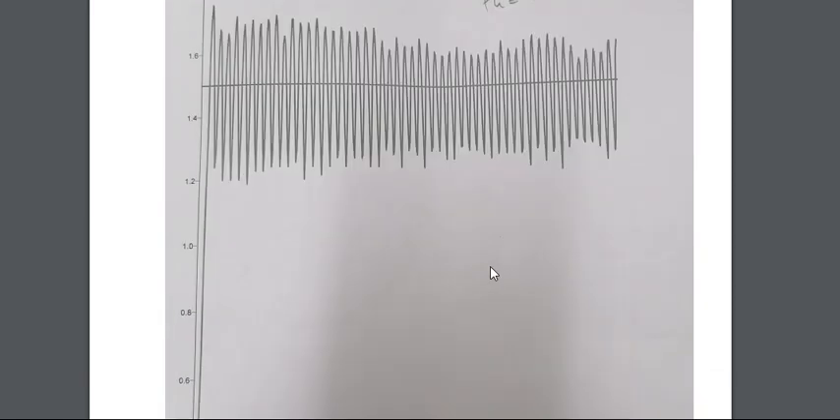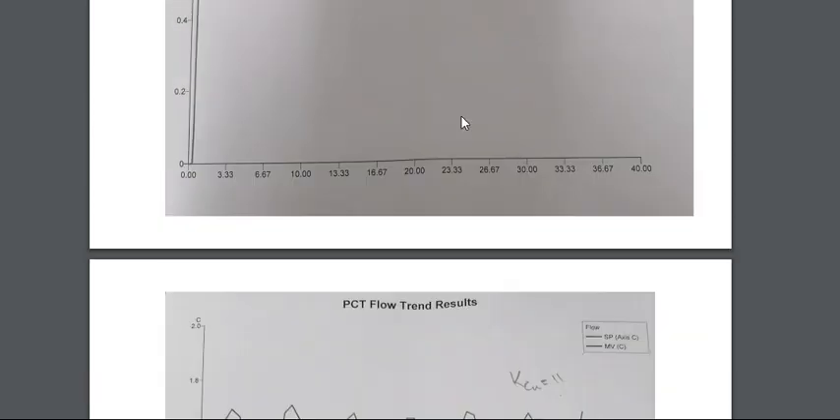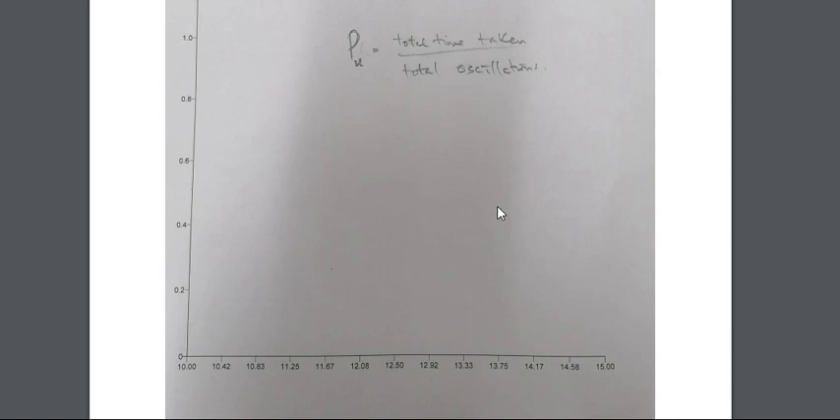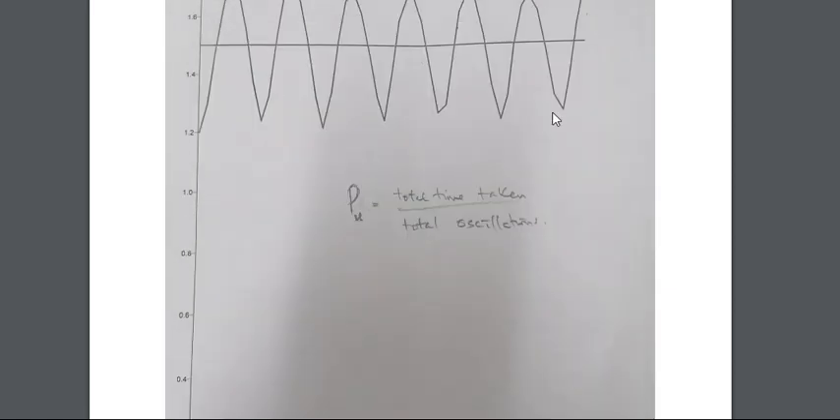For instance, we can take between 10 to 15, such that the scale becomes large, so that we can determine the period of oscillation. And this is what we did, and we got this. As you can see, between 10 to 15 seconds, we got these oscillations.